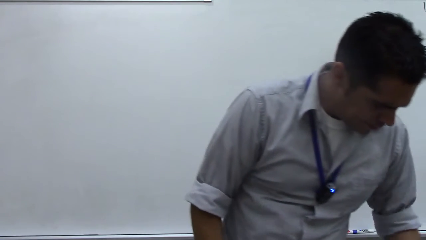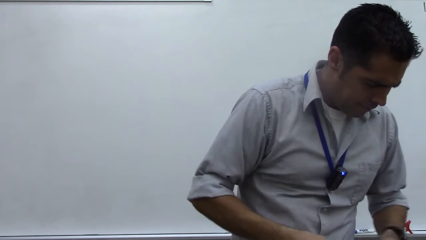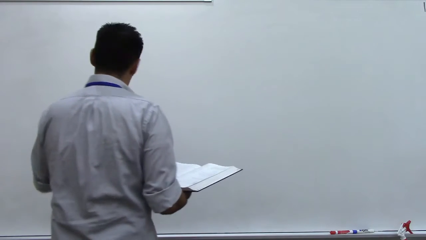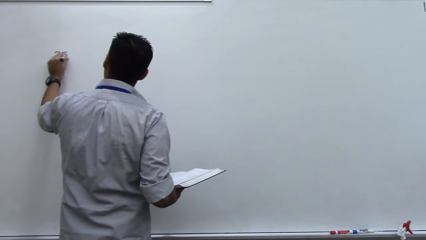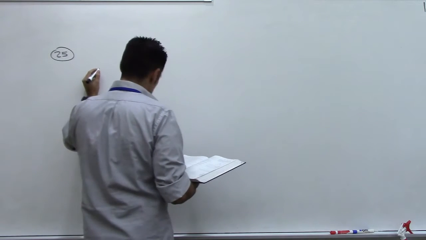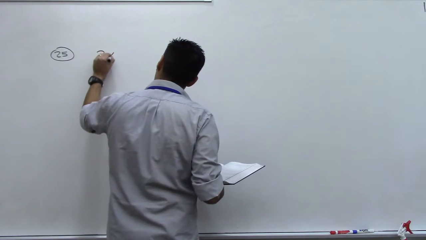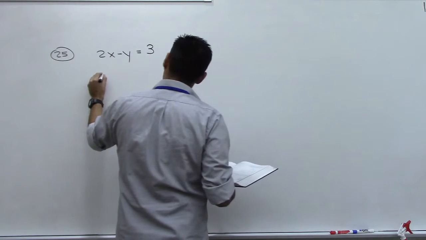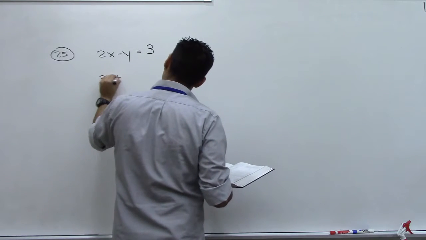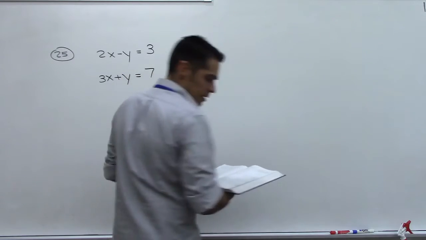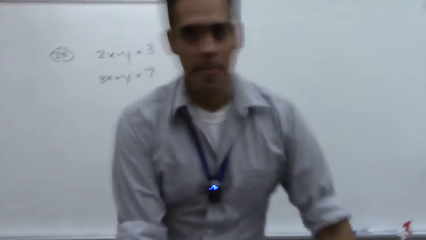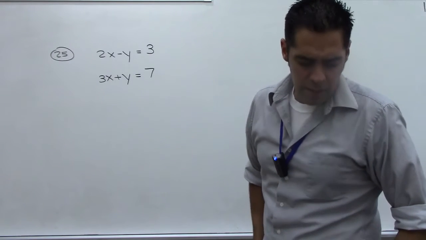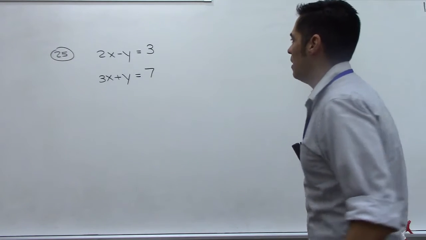Where are we? 25. So for 25, it gives you two equations of two lines here. 2x minus y equals 3, and 3x plus y equals 7. And it's asking us to find the acute angle between these lines.